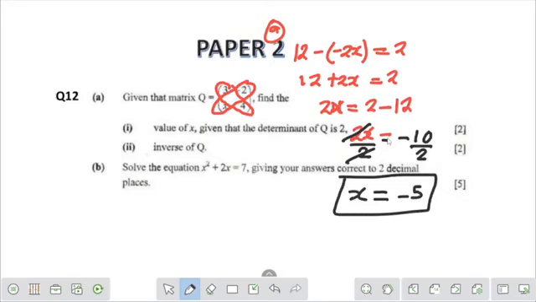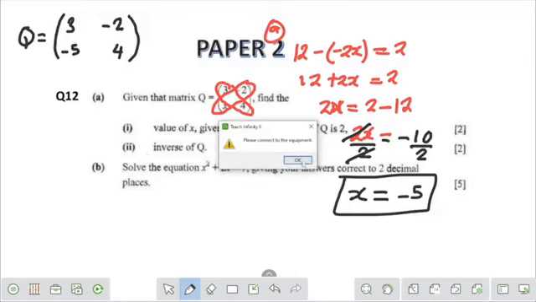So upon identifying the value of x, what do we need to do? Upon identifying the value of x, we need to come up with the original matrix for Q, where I'll write Q equal to, so here we have a 3, here we have a negative 2, here there was x, and our x is a negative 5, and here we have a 4. So this is the original matrix for Q. Now question 2 says find the inverse of Q. So how do you find the inverse of matrix Q?